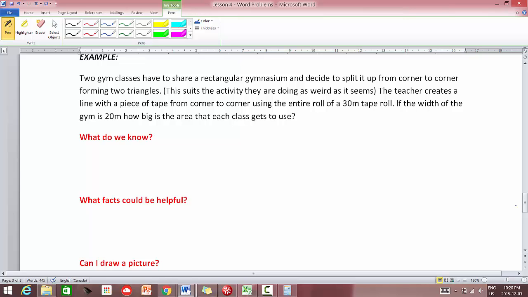Basically, two gym classes have to share a rectangular gymnasium and decide to split it up corner to corner, forming two triangles. This suits the activity they're doing, as weird as it seems. So you've got triangles that you can play in. The teacher creates a line with a piece of tape from corner to corner using the entire roll of a 30-meter tape roll. If the width of the gym is 20 meters, how big is the area that each class gets to use? It's really important that you understand that you're going to have to find base times height to find the area of a triangle. And since you don't have one of those, you have to use the Pythagorean theorem to find out that length first. So we're going to stop there.